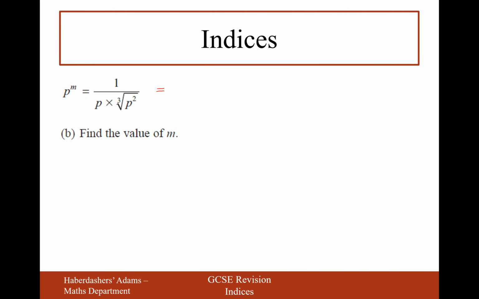Okay, let's rewrite the bottom as indices, so it's going to be p to the 1 times p to the 2/3, because 2 is on the power and 3 is the root value, so it's going to be 2/3. Let's multiply these two together, so it's going to be p to the 5/3, and then the 1 over is going to be created by a negative on the power, so it's minus 5/3, so therefore m is equal to minus 5/3.